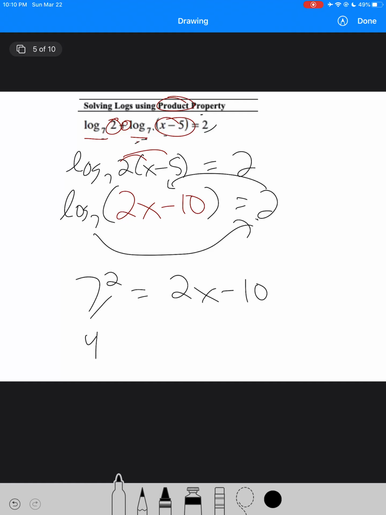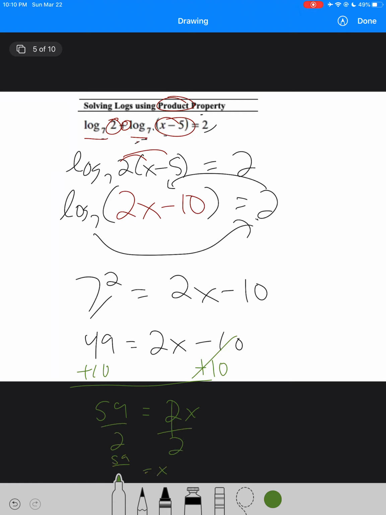So 7 to the power of 2 would be 49 equals 2x minus 10. And it's just solving for x. Add 10. 2x equals 59. Divide by 2. We get x equals 59 over 2. And if we want to check our answer, we could plug that back in for x and see if it is true or false. That is how you solve with the product property.